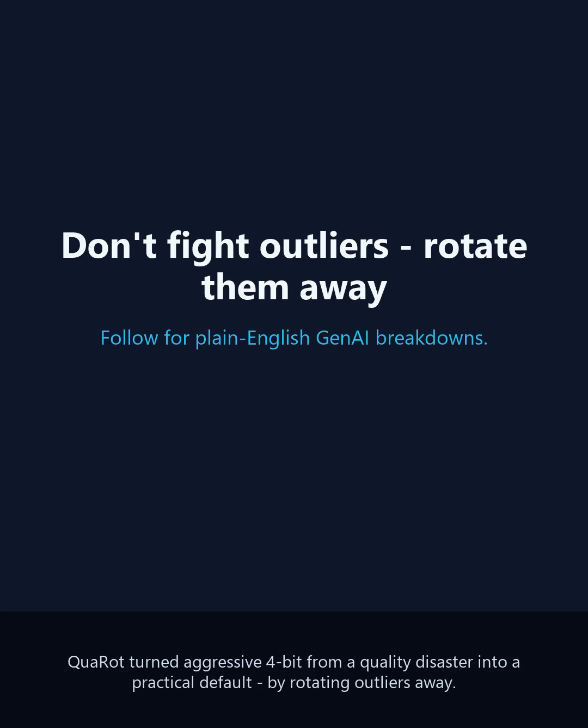That is QuaRot. Don't fight the outliers, rotate them away. It turned aggressive 4-bit inference from a quality disaster into a practical default, and it launched a whole family of rotation-based quantizers. Did this make QuaRot click?